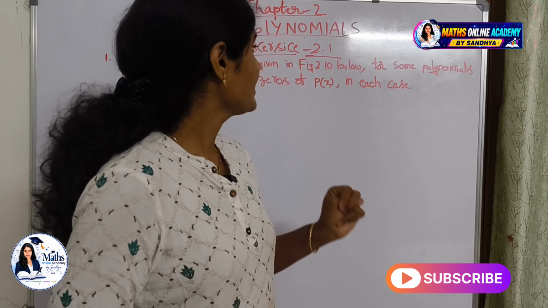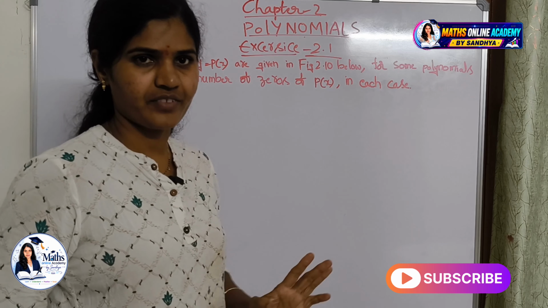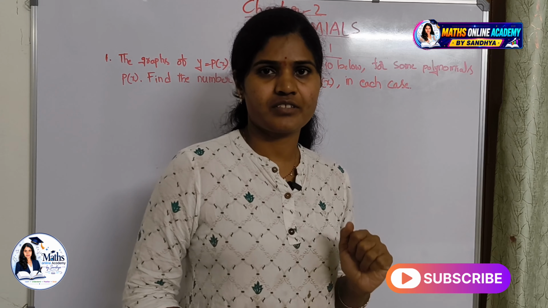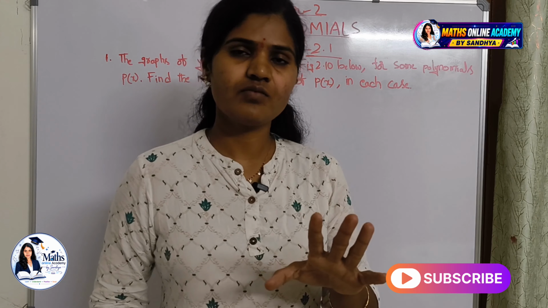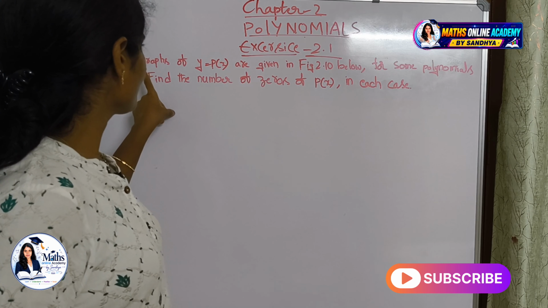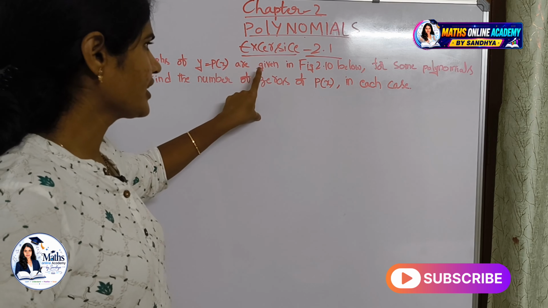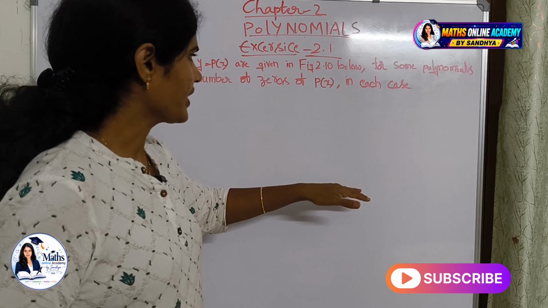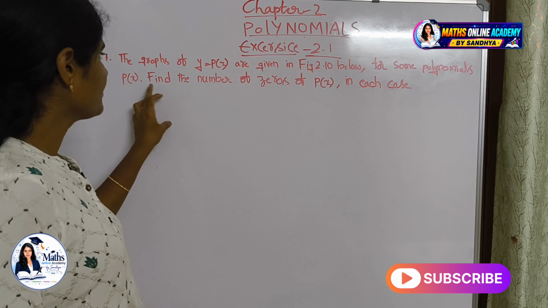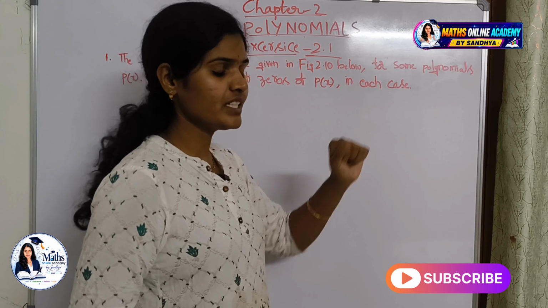Today's chapter is chapter number 2, Polynomials, exercise 2.1. In this exercise, we solve the first question. Only one question is there, we will solve that one question. So what is the question? The graphs of y equal to p of x are given in the figure below. For some polynomials p of x, find the number of zeros of p of x in each case.